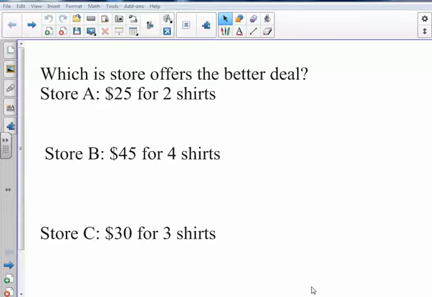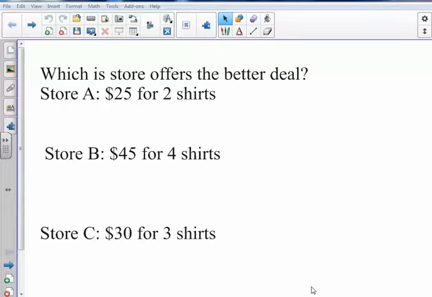So what I want to talk about is this example would be a perfect scenario. Which store offers a better deal? Is it store A, $25 for two shirts, store B, $45 for four shirts, or store C, $30 for three shirts? Think about that for a second. Instinctively, you have a thought, and you're probably guessing it's store C because it's $10 per shirt.